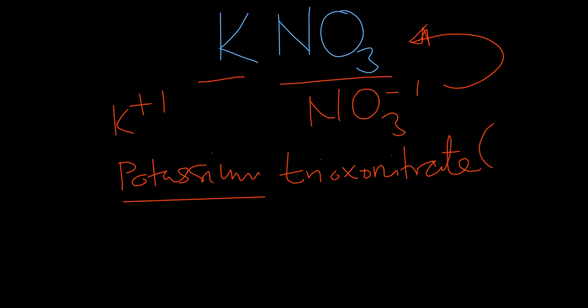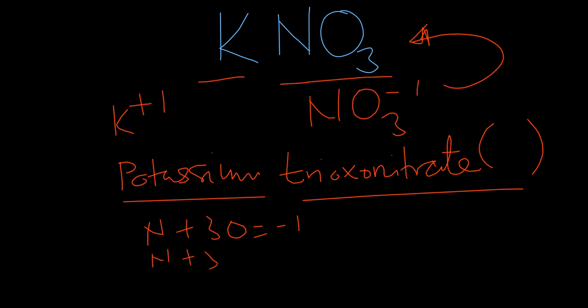Inside this bracket, we are going to write the oxidation state of the nitrogen. So let's calculate the oxidation state of the nitrogen in the oxo-anion. So remember, we have nitrogen plus 3 of the oxygen equals to minus 1. That's the charge on the oxo-anion. So nitrogen plus 3, charge of oxygen is minus 2 equals to minus 1.